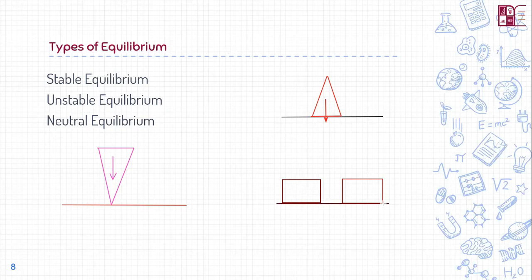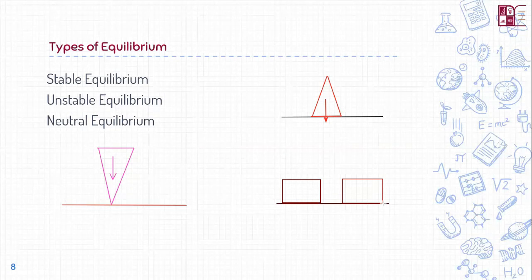The line of action of the weight acting and the upward contact force always coincide, and there is no moment provided by the weight, and hence these objects are in neutral equilibrium. This is unstable equilibrium and this is stable equilibrium.